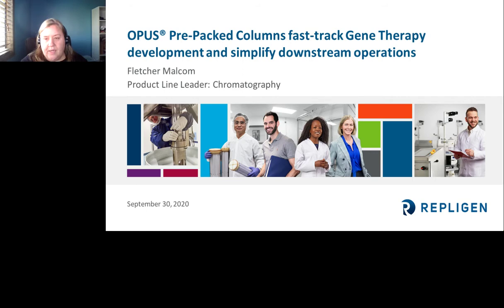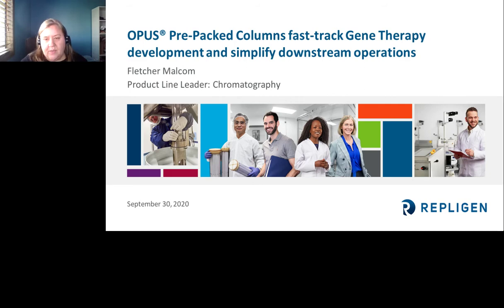The second question is, removal of column packing and self-pack column hardware restrictions streamline your overall downstream development and manufacturing programs. Choose one. You strongly agree, you disagree, or you strongly disagree.